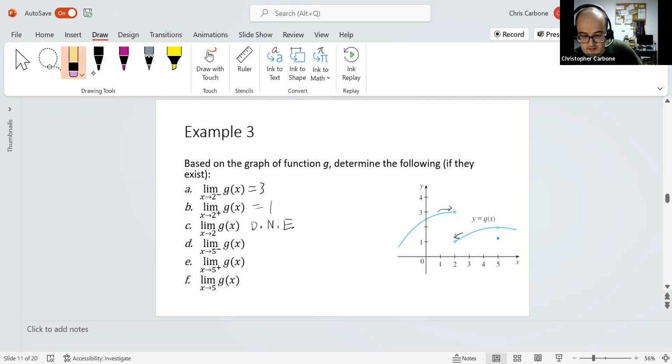Let me use a different color. The value of 5. So from the left, we are approaching this number here, which is 2. If we approach the limit as x approaches 5 from the right, it also approaches the value of 2. So the overall limit as x approaches 5 of g of x, since the left and the right limits are both 2, is 2, despite that we have a defined value.